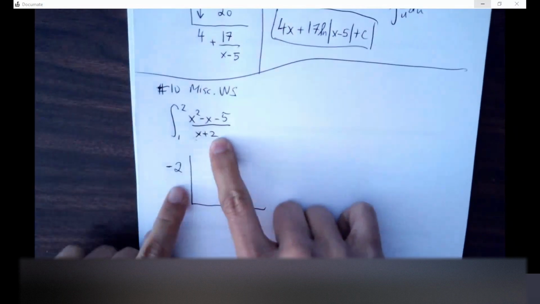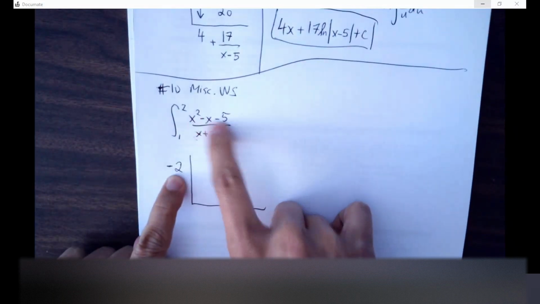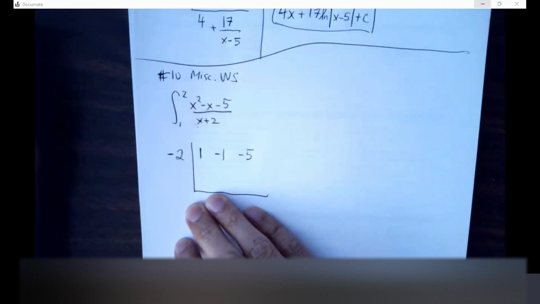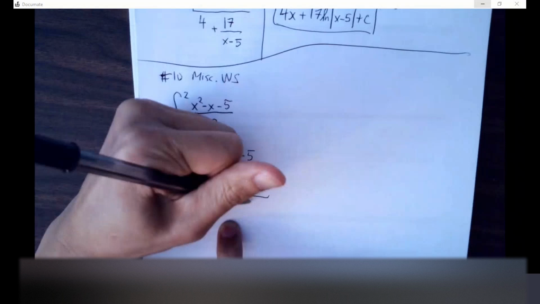Always take the opposite sign of what you see here. And we're just going to put down the coefficients in front. 1 for the x squared, -1 for the x, and -5 as the constant. Drop the number down below. Multiply. Add. Multiply. Add.